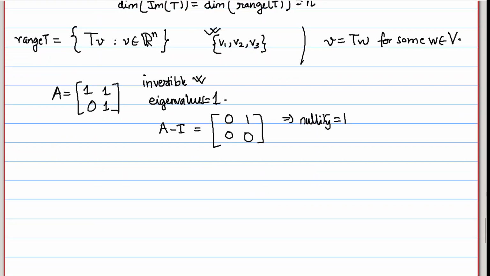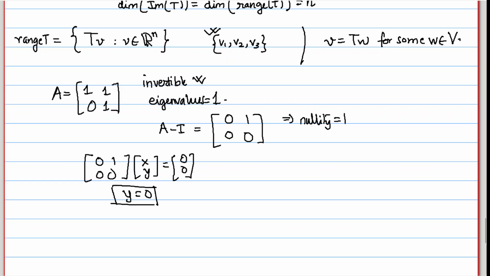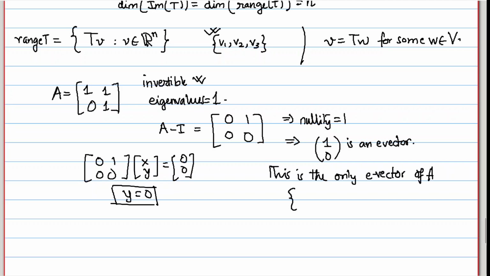In fact, you can actually find the eigenvector. Let's do that. Let xy equal 0, 0, 0. That means y is equal to 0. So basically the vector we have is 1, comma 0. This is an eigenvector. But this is the only eigenvector of A. It is a singleton. How can this span R2? This cannot span.